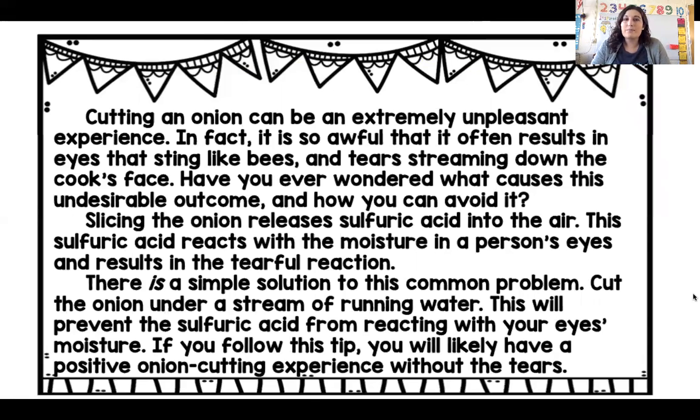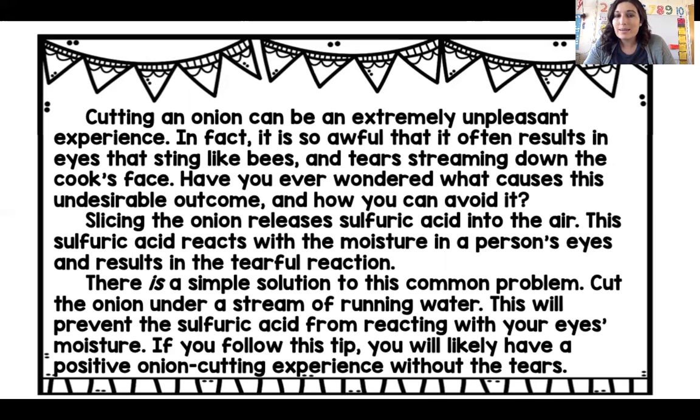Cutting an onion can be an extremely unpleasant experience. In fact, it is so awful that it often results in eyes that sting like bees and tears streaming down the cook's face. Have you ever wondered what causes this undesirable outcome and how you can avoid it? Slicing the onion releases sulfuric acid into the air. This sulfuric acid reacts with the moisture in a person's eyes and results in the tearful reaction.